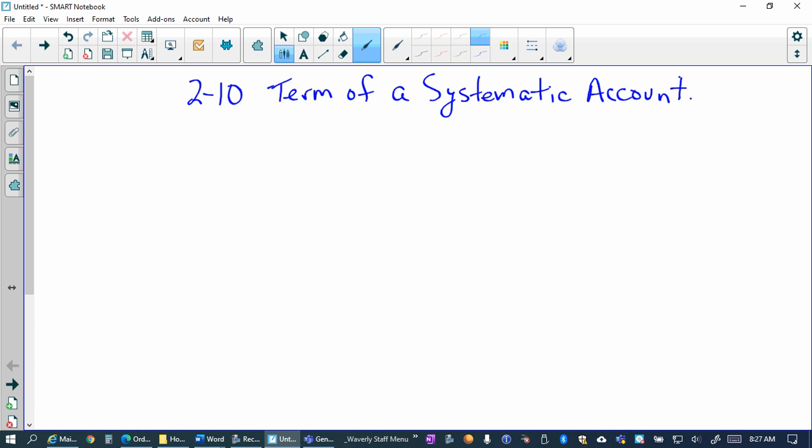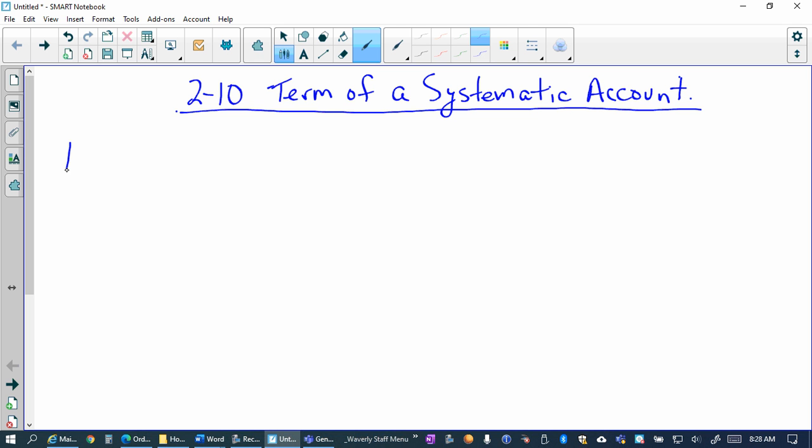By systematic account, we'll be talking about a savings account or some such thing where you make regular periodic deposits, or systematic deposits. And we're going to need some formulas here. Again, by the term, we're going to talk about the present value of a systematic account, like how much you need to deposit each time to reach a certain goal. Okay, so we're going to need some formulas today.